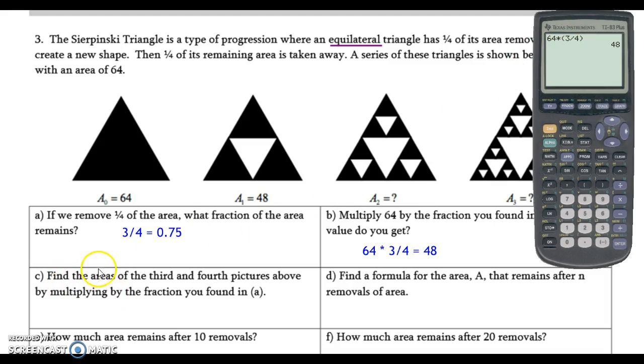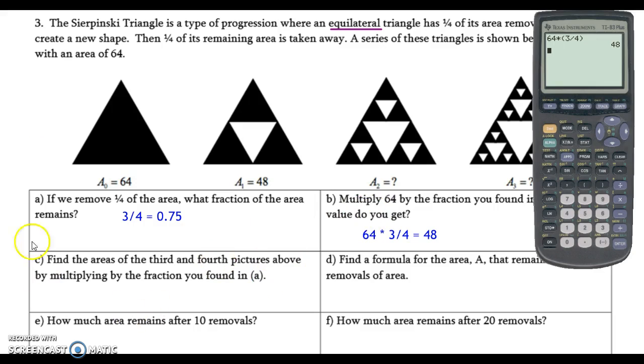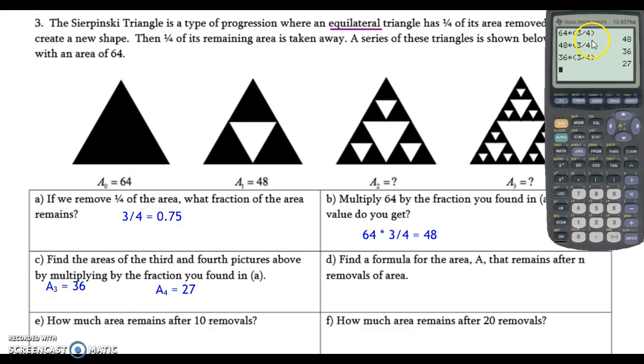For letter C, it asks us to find the areas of the third and fourth pictures, that's this picture and then this picture, by multiplying by the fraction you found in A. Pause the video now and try to do those multiplications. And you can see these answers here. I multiplied all of those numbers by 3/4, and I got 36 and 27 respectively.